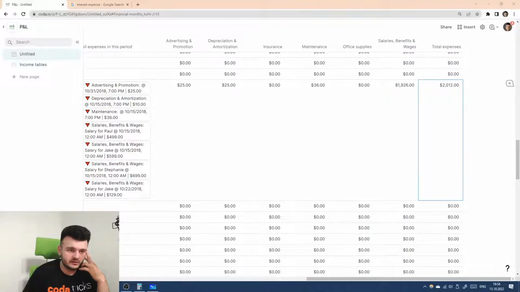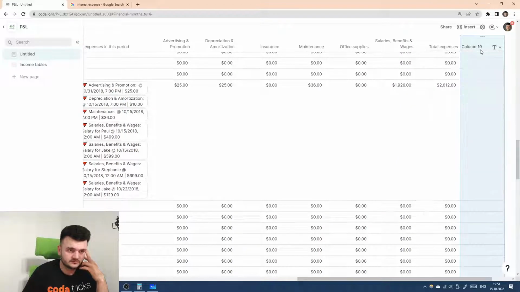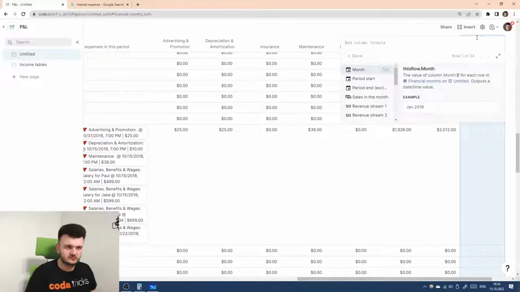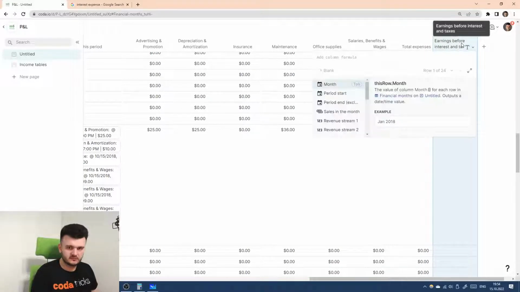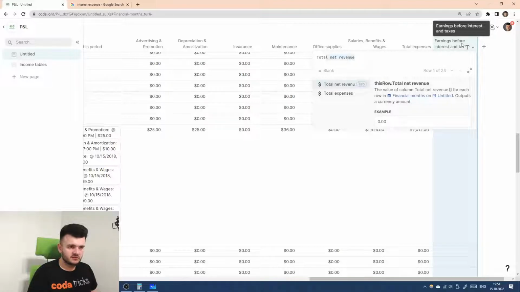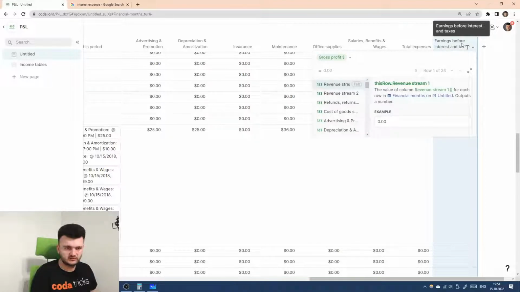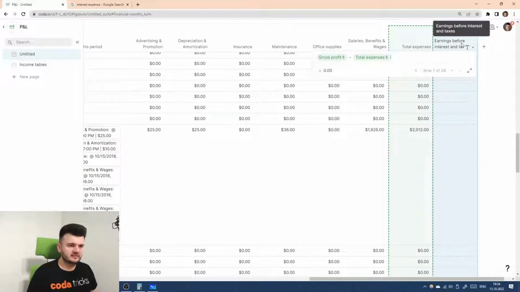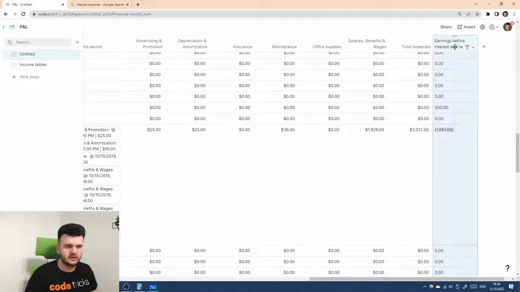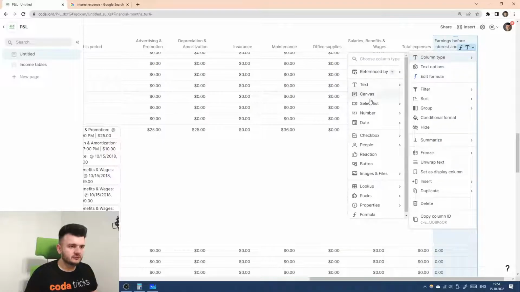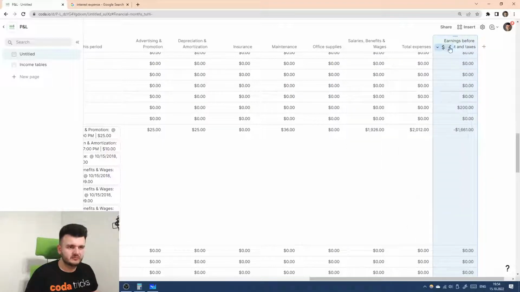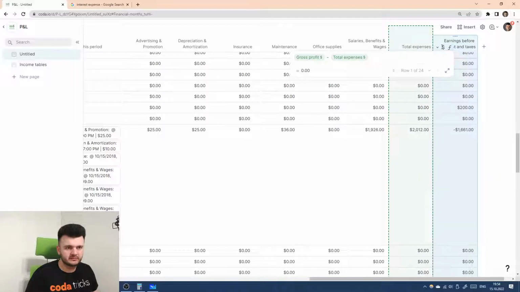So yeah, earnings before interest and taxes. Total gross profit minus total expenses. We have negatives already, so we are paying more than we are earning.